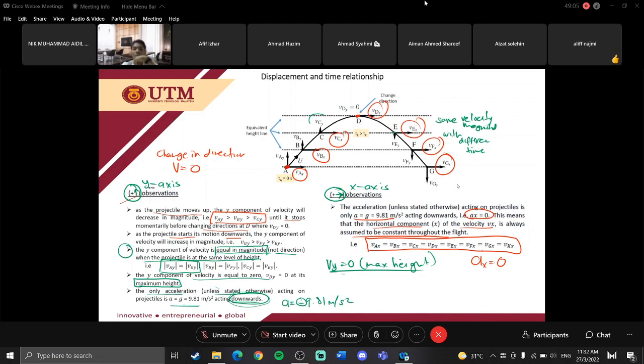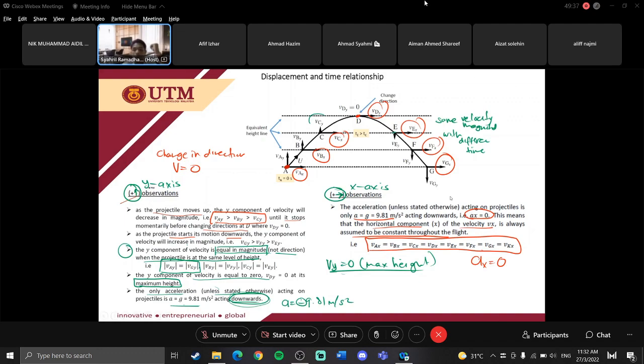So please remember the important terms here. For projectile motion, what would be the important terms that you need to remember? Because it will help you to solve the problems. When it's at maximum height, what will happen? Vy is 0. Along the x-axis, the velocity will be constant. Along the same height, the magnitude of velocity is the same, but the direction will be different, and also the time.